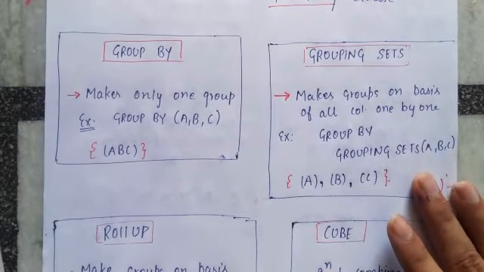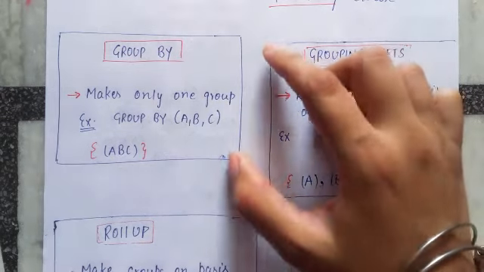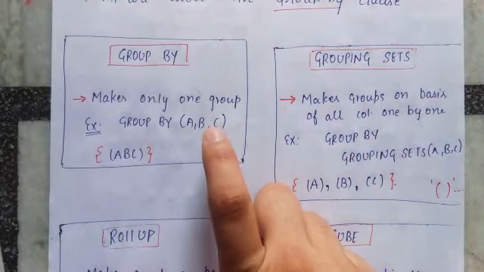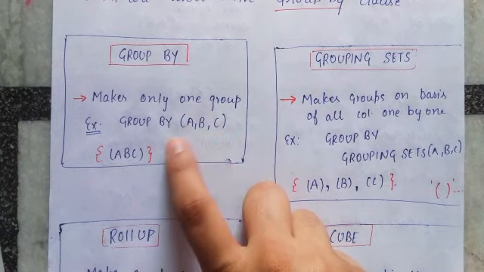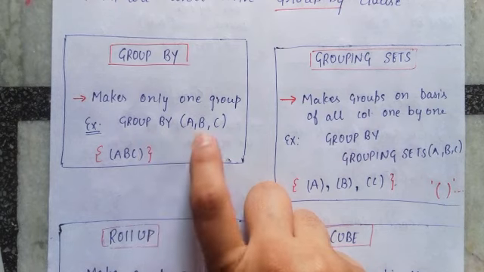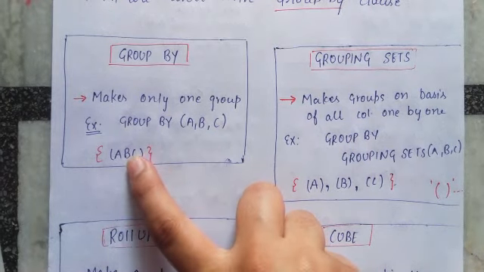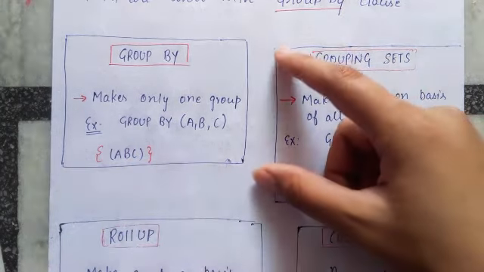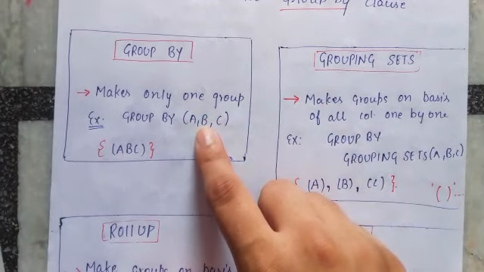Now let us discuss the basic differences between these four terms. This is a very important one. The very first is group by. What is the use of the group by clause? It's used to make groups. How does it make a group? It makes only one group of all the columns that we mention in this list. If we mention three columns in the group by list, it will make a group of all three columns. So it will make only one group. This is the basic case with a group by clause.